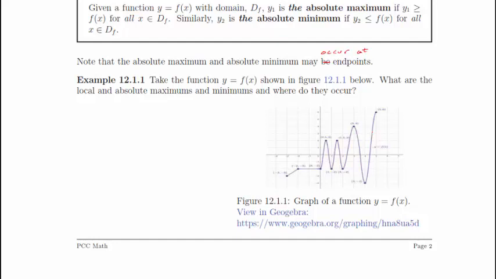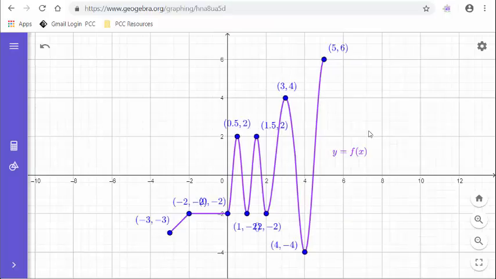Okay, so example 12.1.1. Take the function y equals f of x, shown in figure 12.1.1 below. What are the local and absolute maximums and minimums, and where do they occur? So pulling this graph up in GeoGebra so we can see it a little bit better. Here, this point at the bottom has a y value of -4, and this is the lowest y value on this entire function. At the far right endpoint here, the point (5, 6) has a y value of 6, and this is the largest y value. 6 is the largest y value that this function outputs. So -4 is the absolute minimum, and 6 is the absolute maximum.